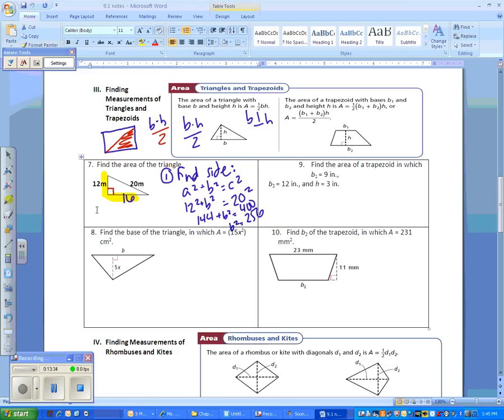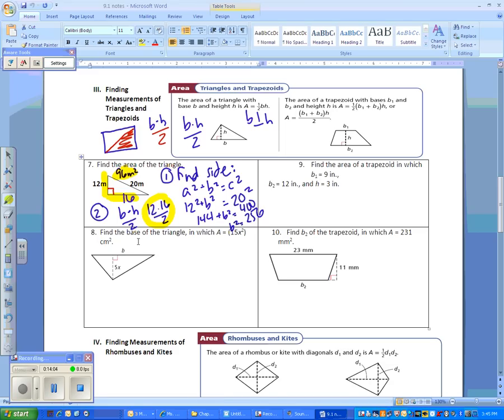Now that you have this side, you can go ahead and use the formula. Base times height divided by 2. And you know that's 12 times 16 divided by 2. And that's going to be 96 square meters. That's your final answer. All right. So that's just a basic, straightforward question. Use the formula and plug in what we know and get what the area is. And sometimes you might have to use Pythagorean theorem to find out what that other side is.